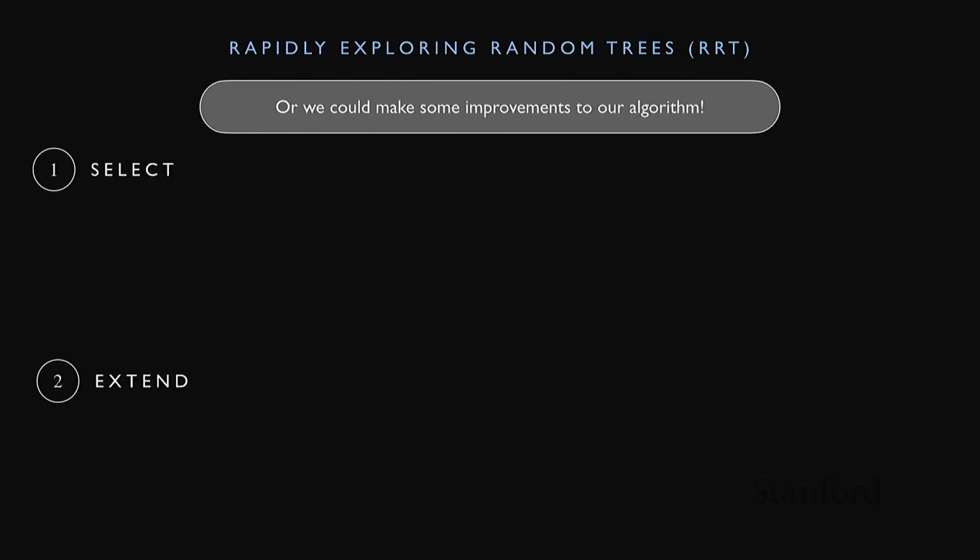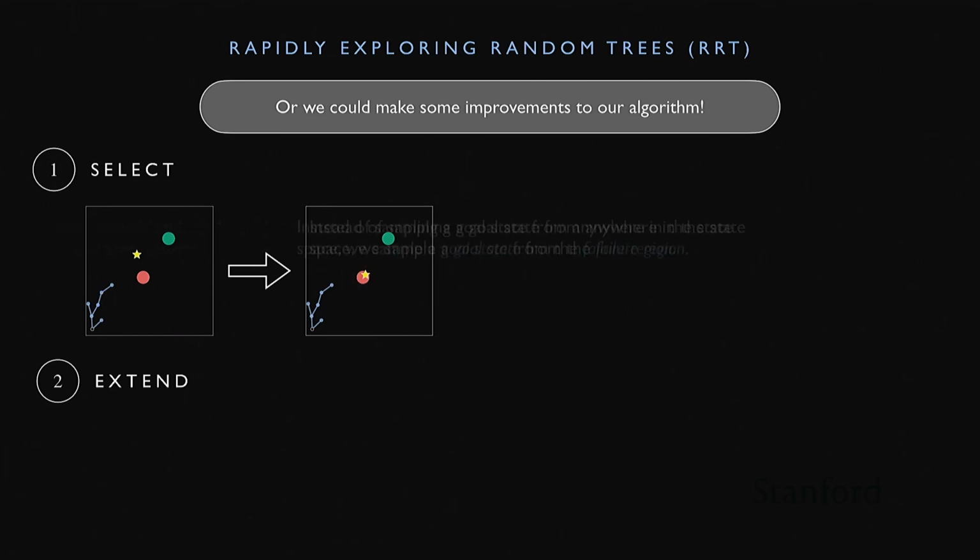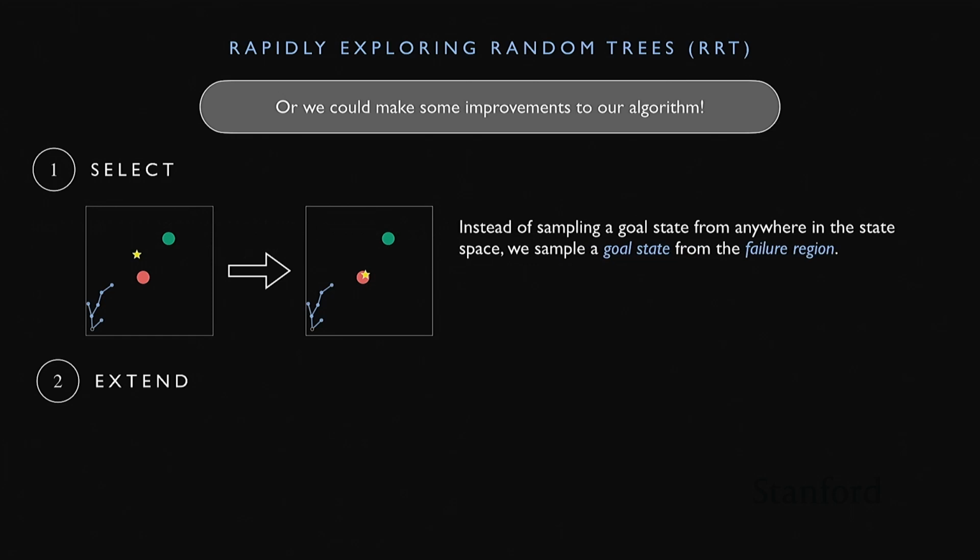So we already alluded to one improvement, and that's in the select step. Before we were sampling from the entire space of possible states at every single iteration in order to sample our goal. So we could get a goal anywhere, but we know what our goal is. We're trying to find a failure. So why not sample goal states from the failure region every single time rather than this entire space? That's one improvement that we can very quickly make.